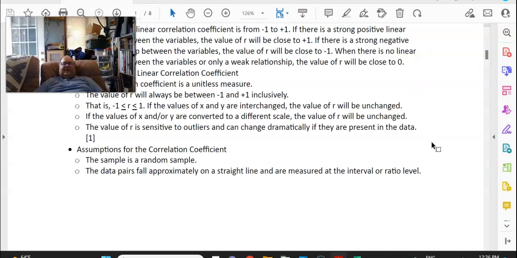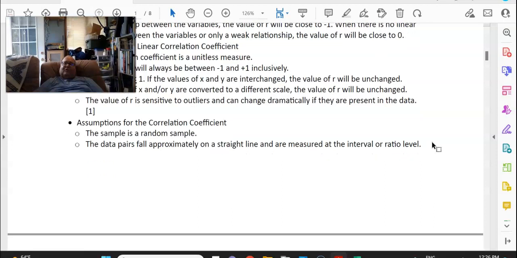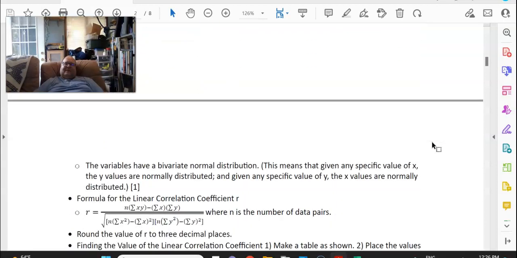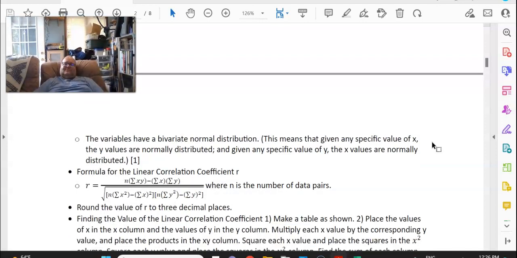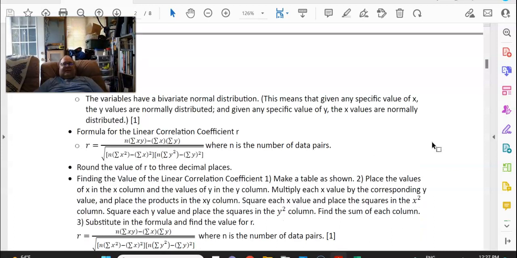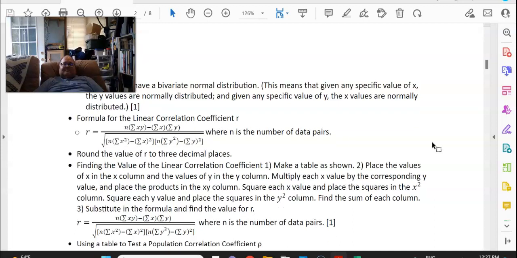We can find a correlation coefficient if the sample is random, the data falls in a roughly linear fashion, and is measured at either the interval or ratio level. And we always want to round our R value to 3 decimal places.